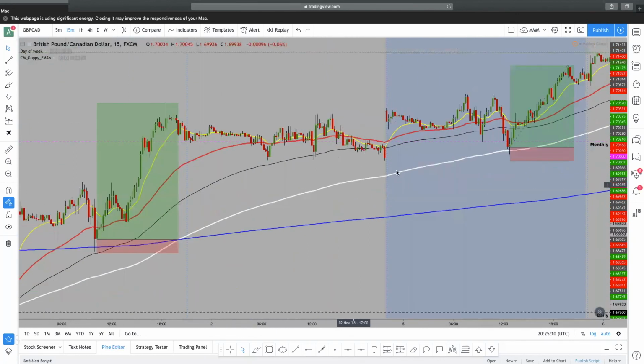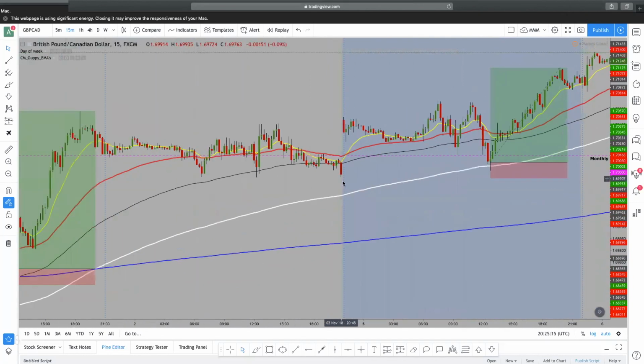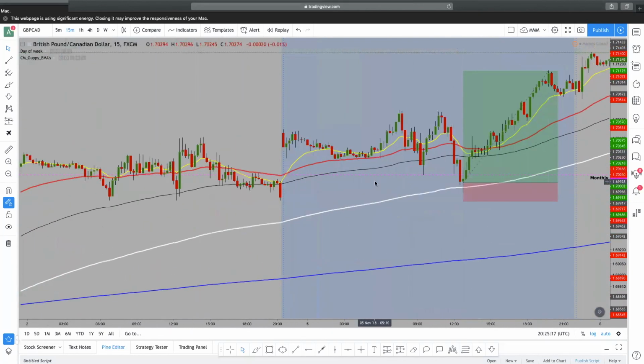So the week is done. We go to the next week. We still look for the buys since there is no cross and the EMAs are still far from each other. You see the price is coming down to the monthly level and then goes back up, comes back down to the monthly level, and makes the second leg of the W.